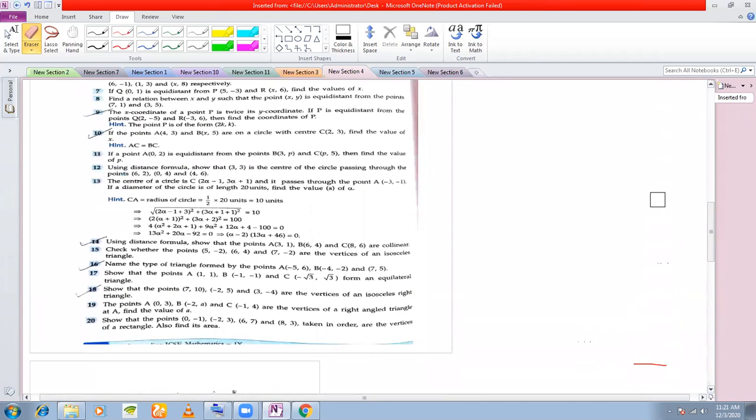Okay, so number 9. Question number 9 states the x coordinate of a point is twice its y coordinate. A particular point is there such that its x coordinate is twice its y coordinate. So whatever the y coordinate is, you multiply that by 2, you'll get the x coordinate. Next sentence is, if P is equidistant from the points Q and R, find the coordinates of P. So let's see, what are the points?